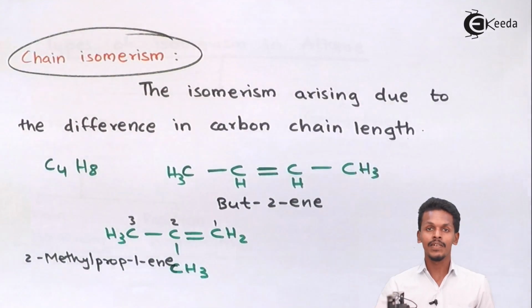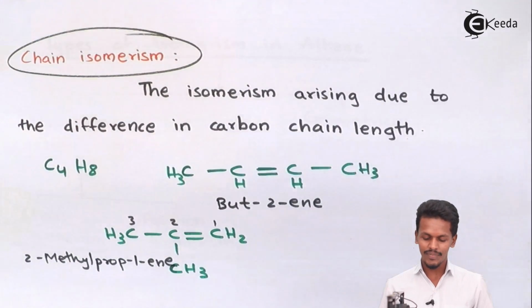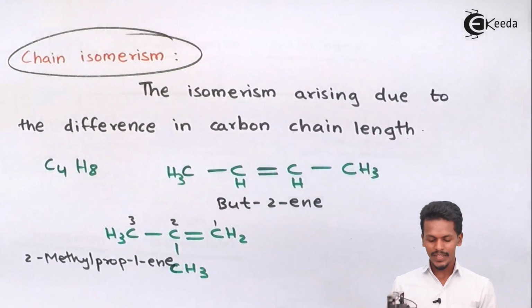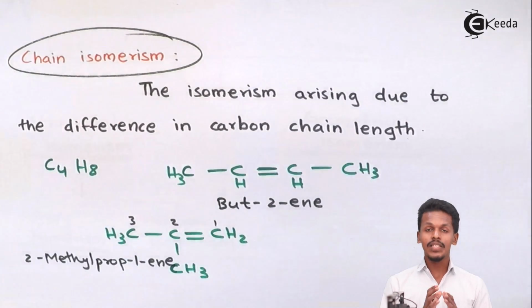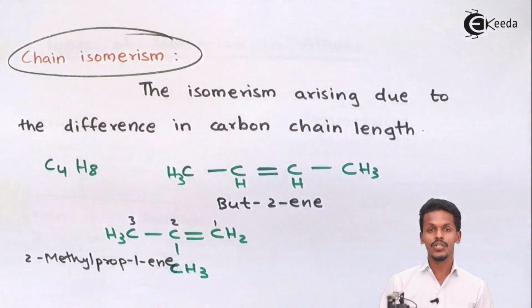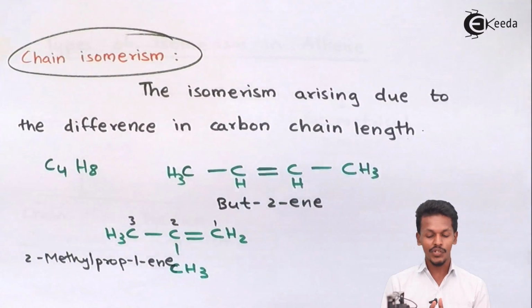So this is what we have talked about, the chain isomerism. This is the difference between the two structures that we have drawn for chain isomerism, and it's very easy to understand. So this was the first type of structural isomers that we have discussed, that is chain isomerism.